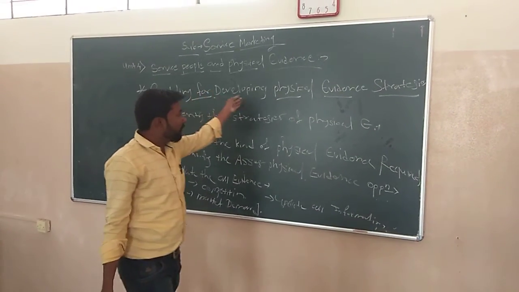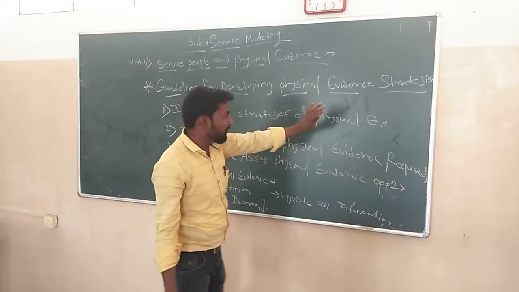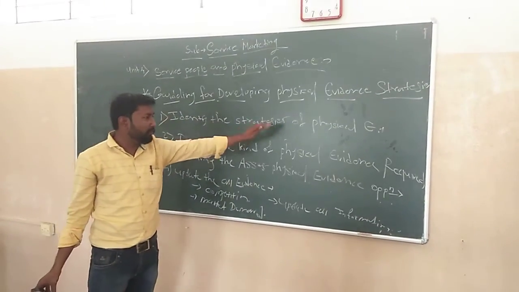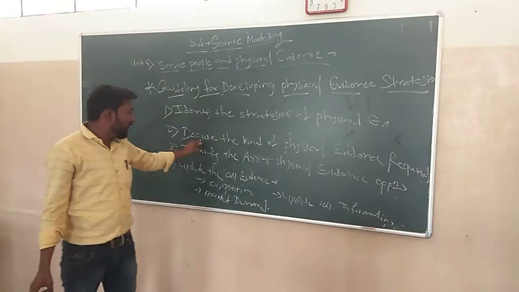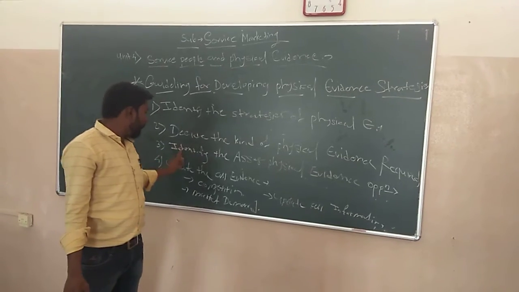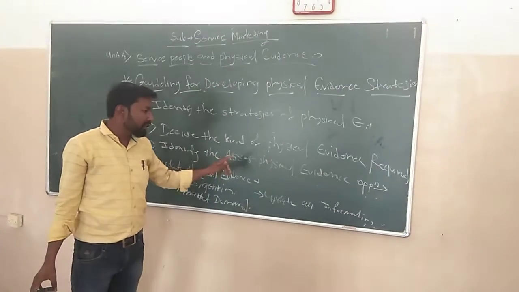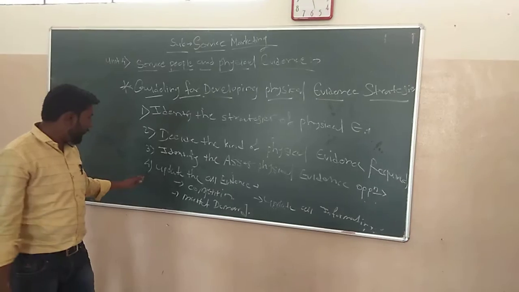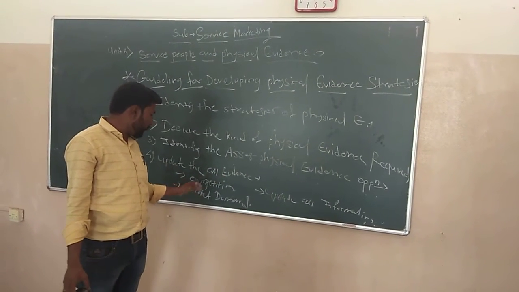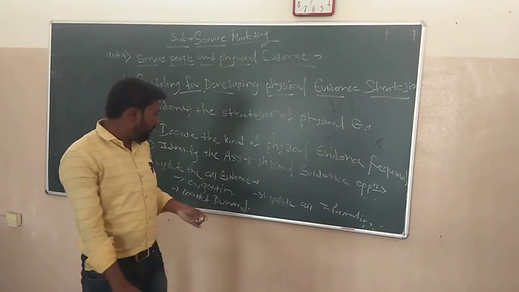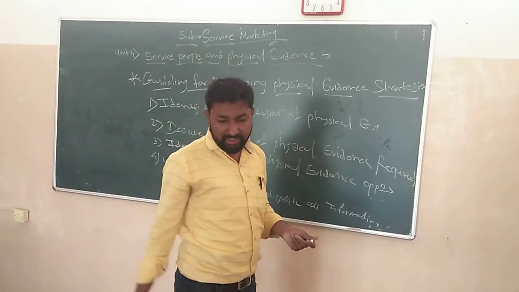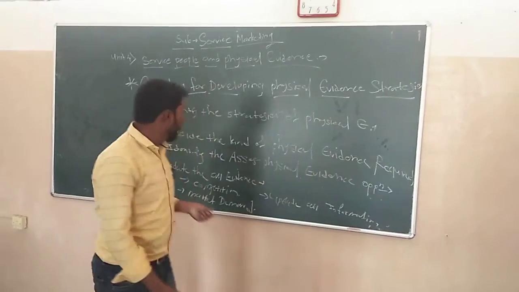So next point, guideline for developing physical evidence strategy. The related points are: identify the strategy of the physical evidence, then decide the kind of physical evidence required, then identify and assess physical evidence opportunity, and update all evidence related to competitor and market demand, update all information. Okay, so the next point is elements of physical evidence.